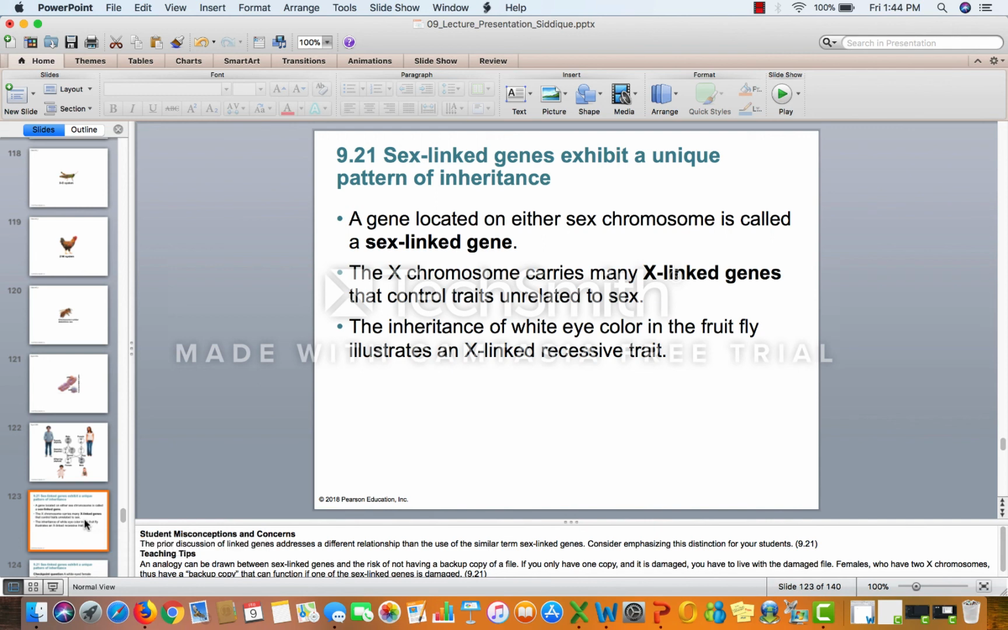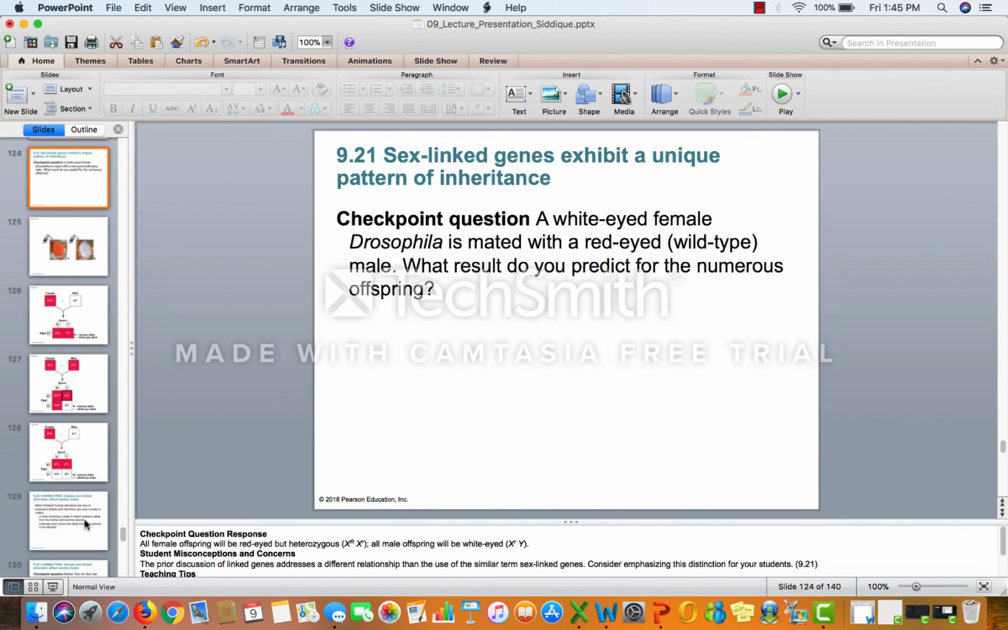All right, good. So sex-linked genes are called X-linked genes. A gene located on a sex chromosome is called a sex-linked gene. The X chromosome carries many X-linked genes that are unrelated to sex. So white eye color in the fruit fly is illustrative of a sex-linked, X-linked recessive trait. And let's talk about a couple more of them.